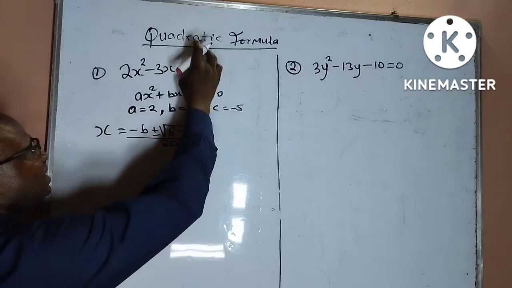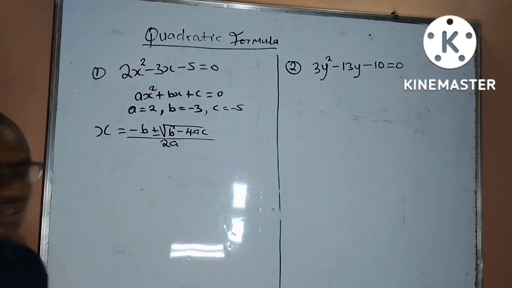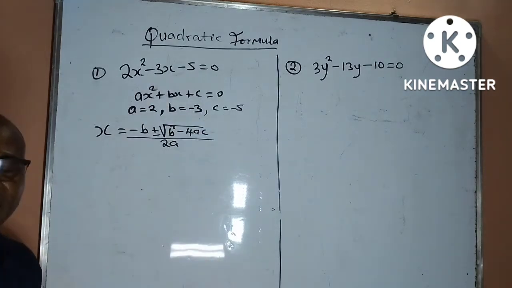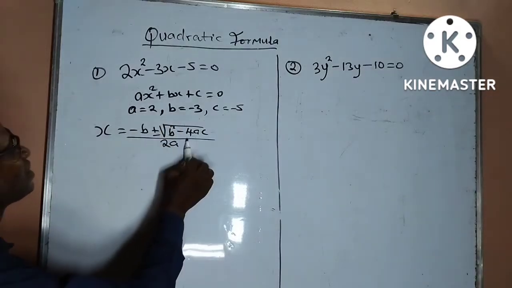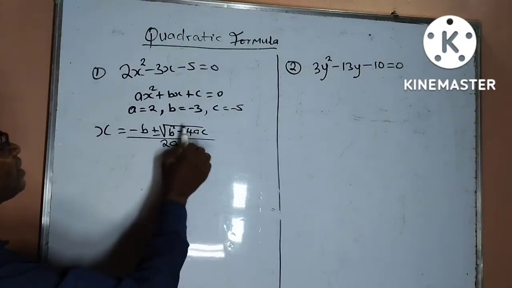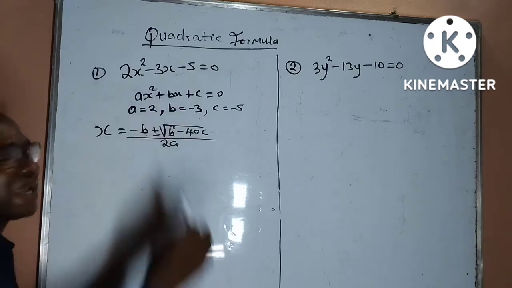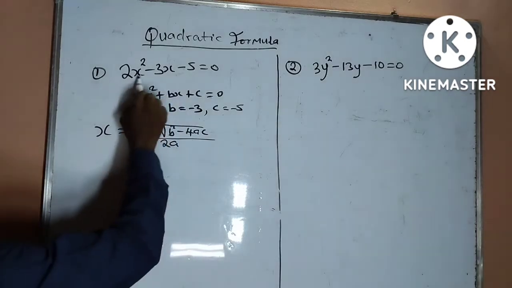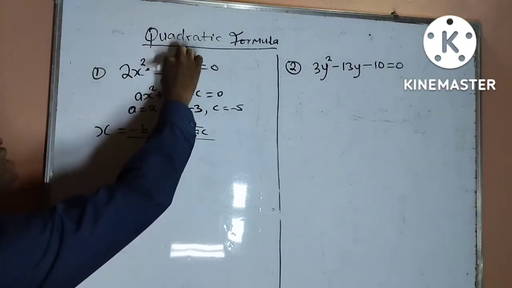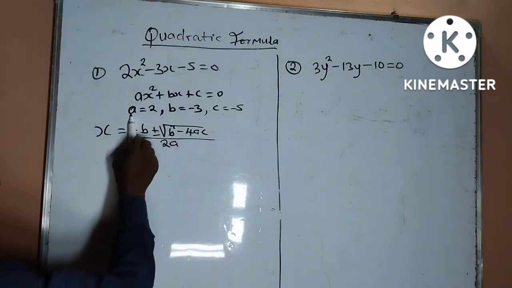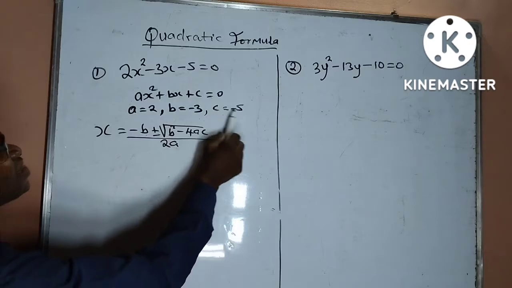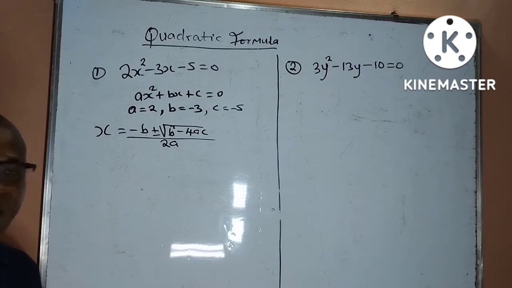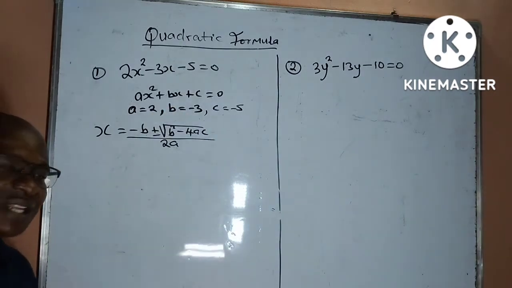With this formula, we can get an answer to this question, because in this formula, the constants we can see are a, b, and c. They are the different letters in the quadratic formula. That is why we try to get the values of a, b, and c from the given question, which we have gotten as a equal to 2, b equal to minus 3, and c equal to minus 5. What is next is to substitute these values of a, b, and c into the quadratic formula, and we will get the values of x.